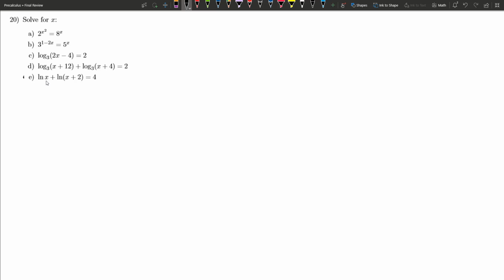So ln of x plus ln of x plus 2 equals 4. Now, when you're adding logs, ln just stands for the natural log. Ln really just means log with a base of e. E is just a constant, just like pi is a constant. I don't exactly know the full value of e, but it's like 2 point something. I almost never remember these things, but all right. But that's what ln really stands for.